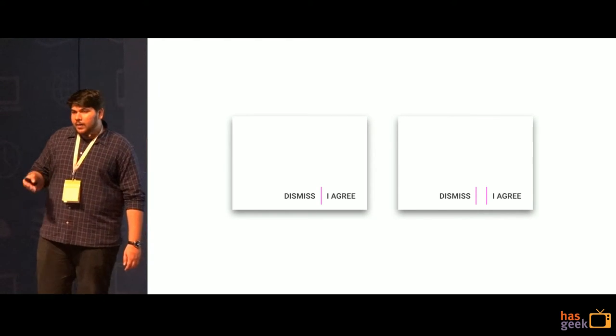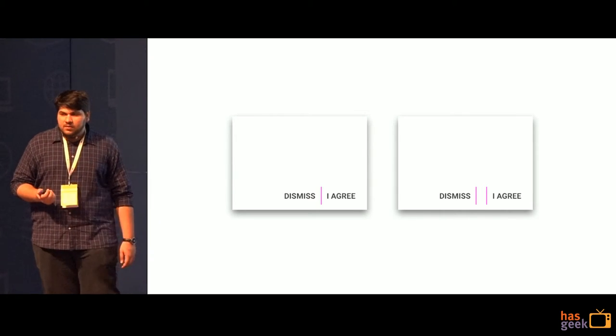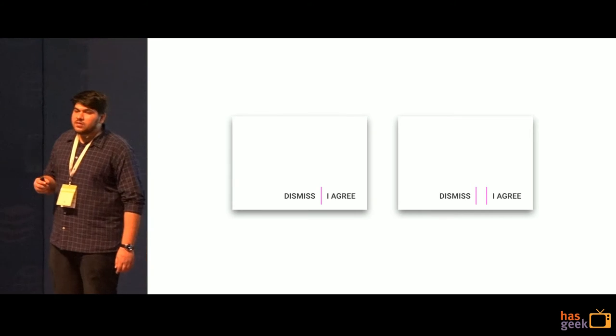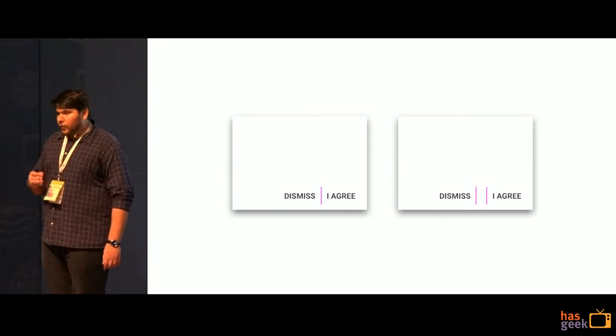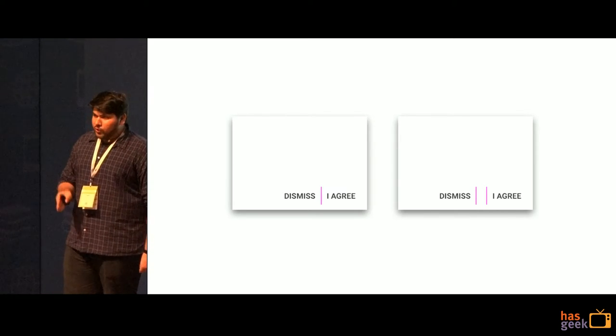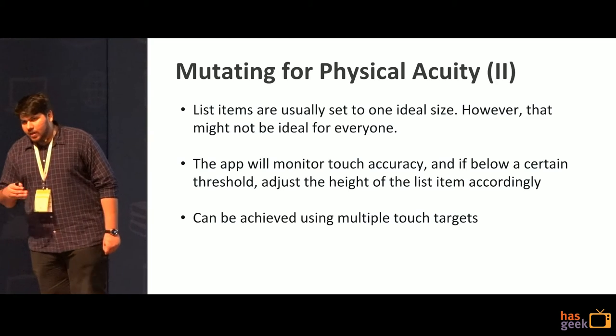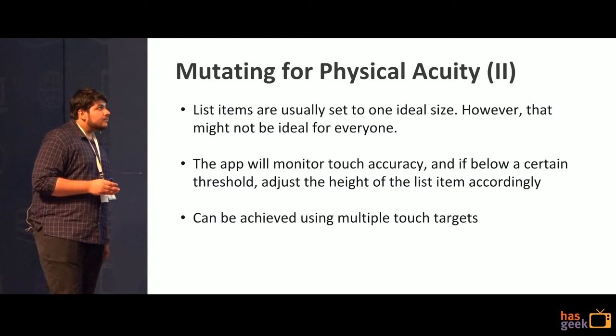Now again, if you look at implementing this for all users, it would not make sense, because it's a waste of space. All of us don't need large buttons and large margins. Only a few of us need it, and mutative design solves the problem by detecting those who need it and doing it only for them. Let's look at another example, mutating for physical activity.